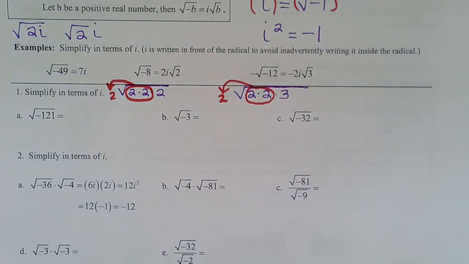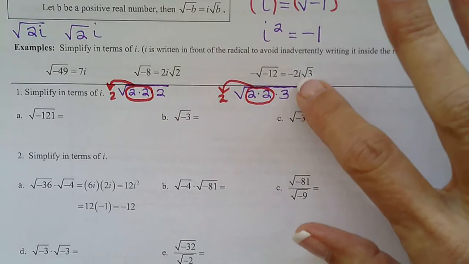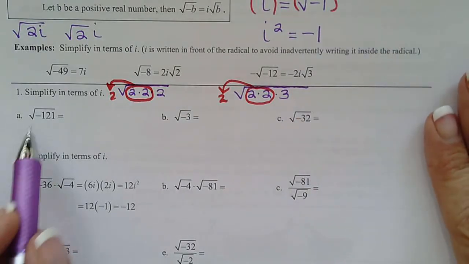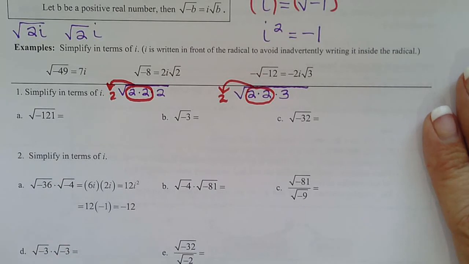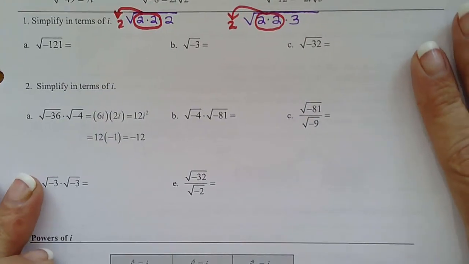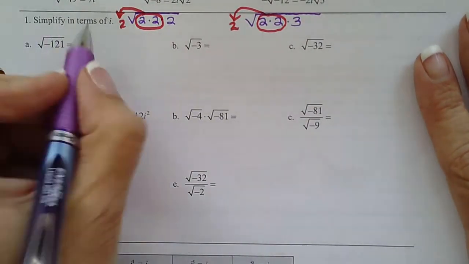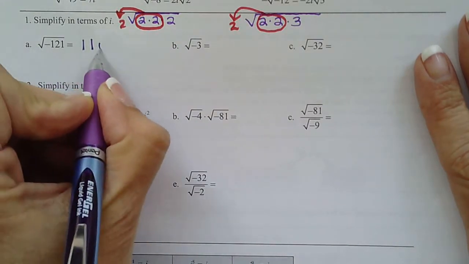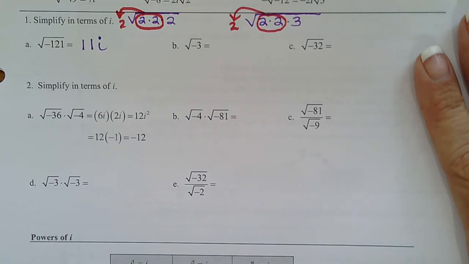So that's the only new thing in this lesson, is putting that i there. Breaking down the radicals you already know. So let's try one on our own. So I see the negative, so I know my answer is going to have an i. And I say, what is the square root of 121? Well, 11 times 11 is 121, so I just write 11. Take the negative out as an i. Super easy.